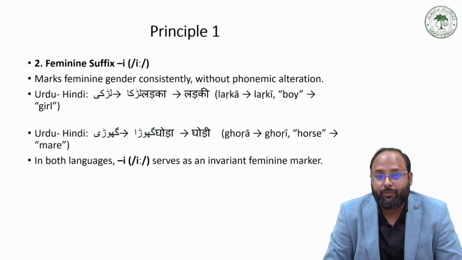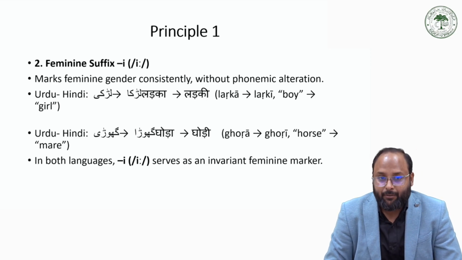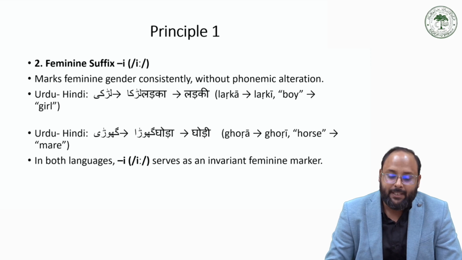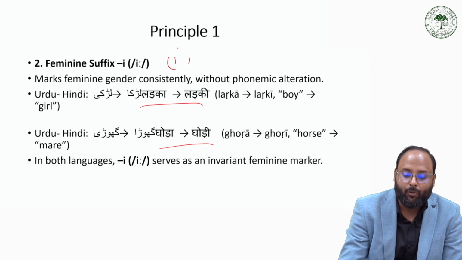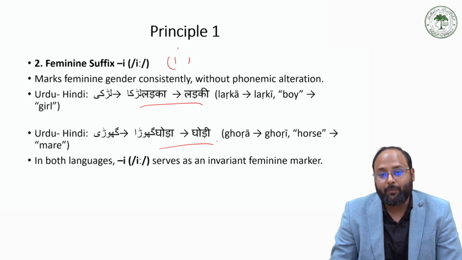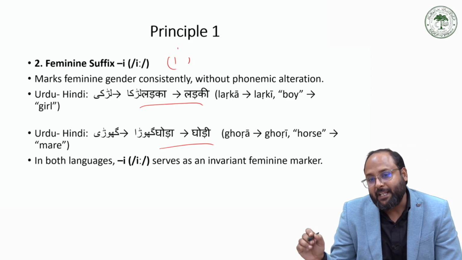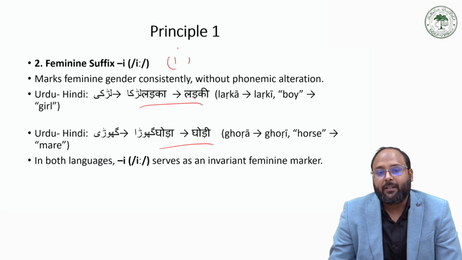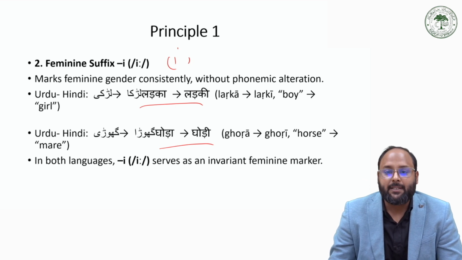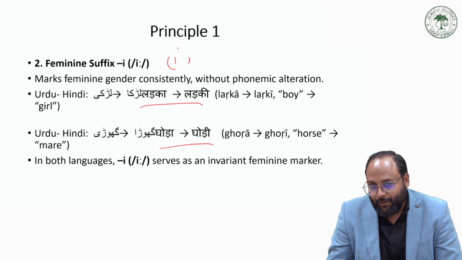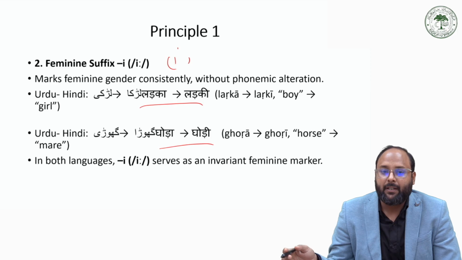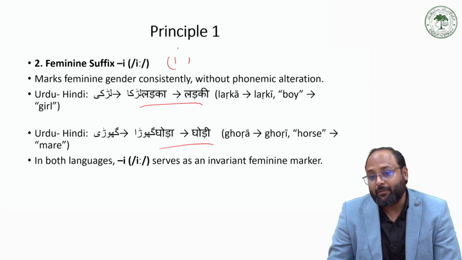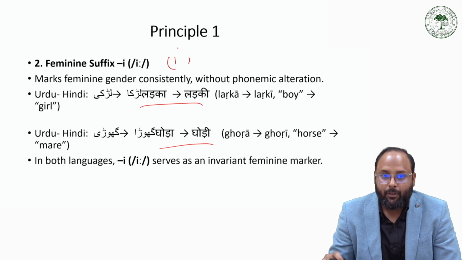And we have the same e for making the feminine gender from the masculine. We are adding the same e from ladka to ladki, from ghoda to ghodi, from bakra to bakri. So the e gives the same meaning and the same occurrence. The e gives the meaning of feminine gender and it occurs in many different environments, with many different words, with the same phonemic form. The same phonemic form gives the same meaning of feminine gender.